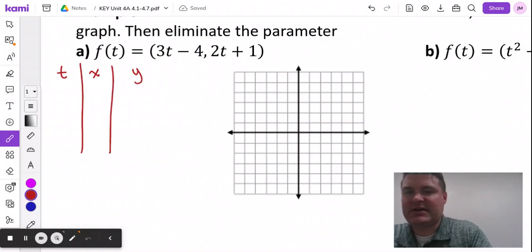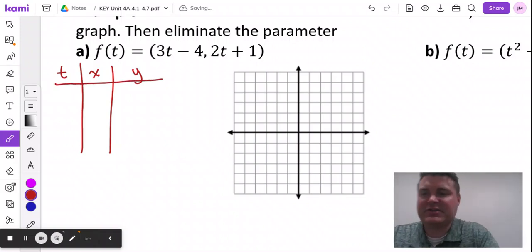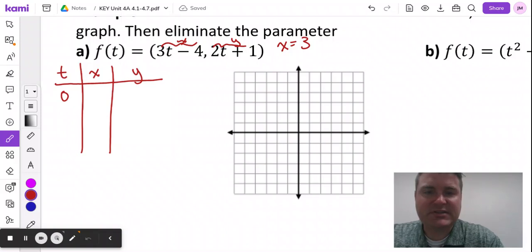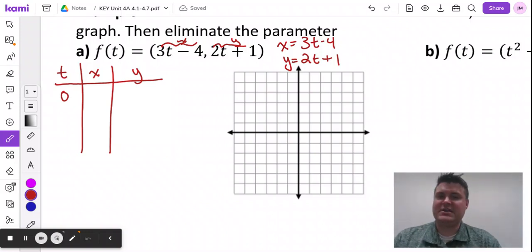So just by looking at this and guessing what's going to fit my graph, I'll just start with t equals 0. I could have started with -1 or -2. Might have fit my graph as well. So at 0, this right here is the x, and this right here is the y. So I could write this as x equals 3t minus 4 and y equals 2t plus 1. Okay, I could have written it that way.